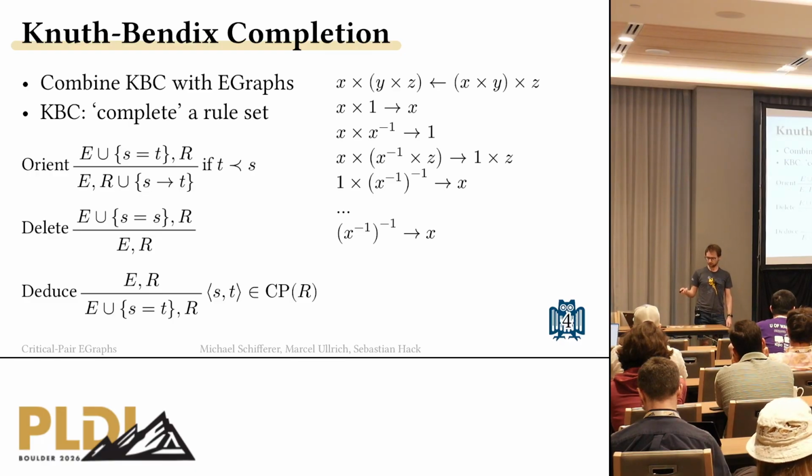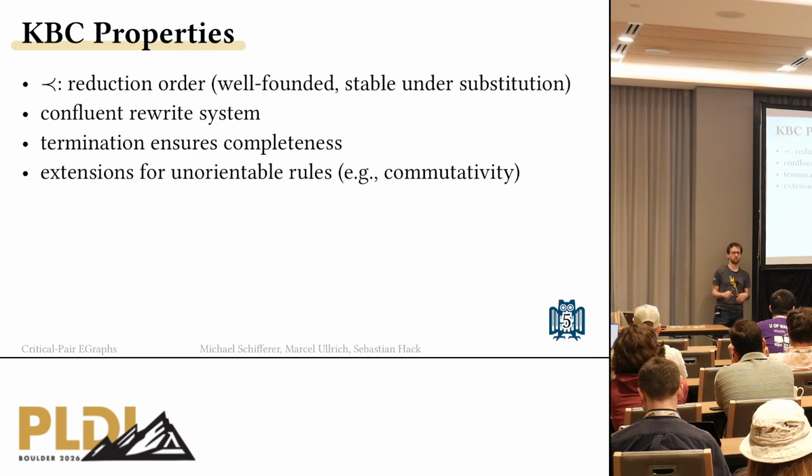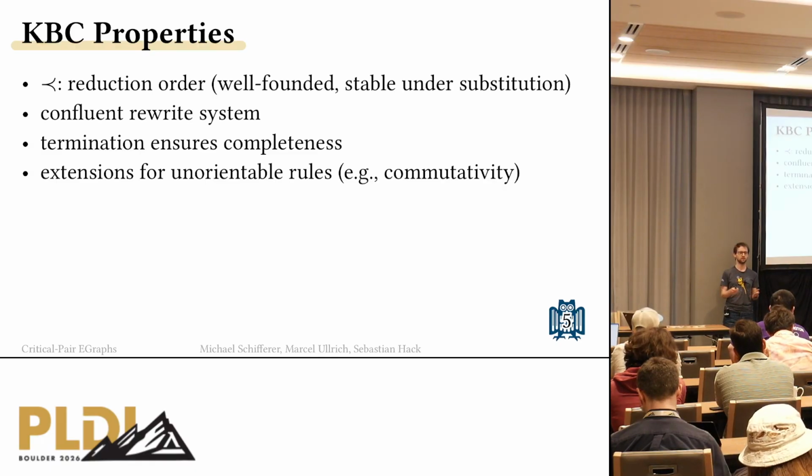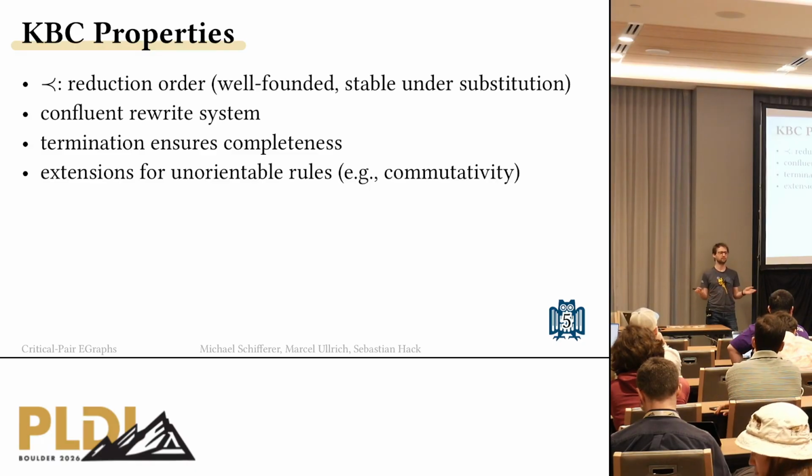So generally, Knuth-Bendix completion guarantees us a few things. If our order is a reduction order, which means it's a strict partial order which is well-founded and stable under substitutions, then if Knuth-Bendix completion terminates, it produces a confluent and terminating rewrite set, which is complete on every ground term. So we can basically prove every equation we want. We will find a normal form for every term, and we can apply our rules in any arbitrary order we want.